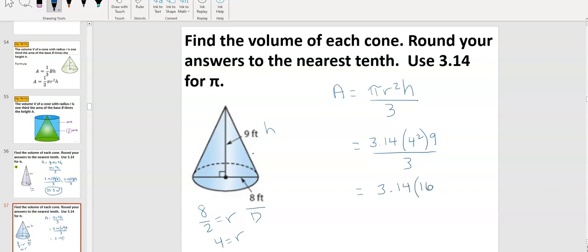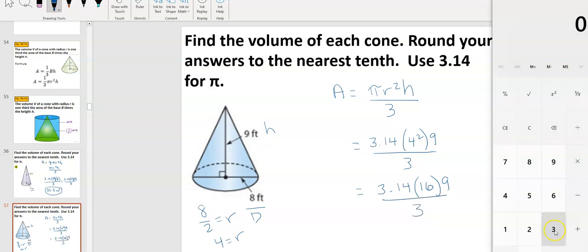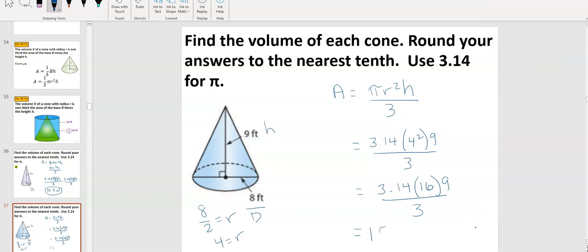4 times 4 is 16. So let's go ahead and use our calculator and show you what that would look like. So I've got 3.14 times 16 times 9 divided by 3, and I'm going to get 150.7 because I'm going to round down. 150.7, my units are feet, and it's volume, so it is cubed.